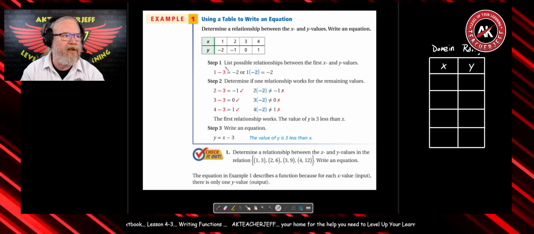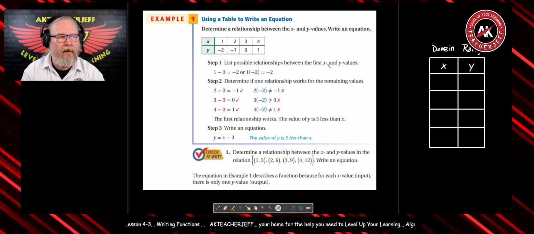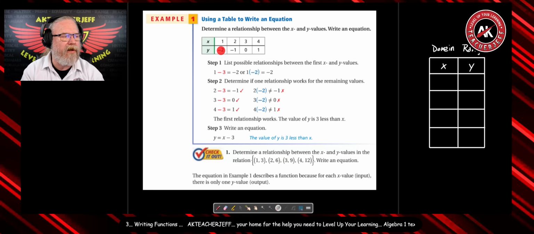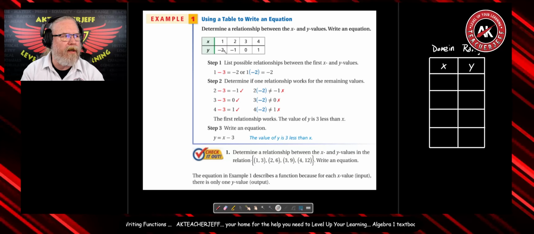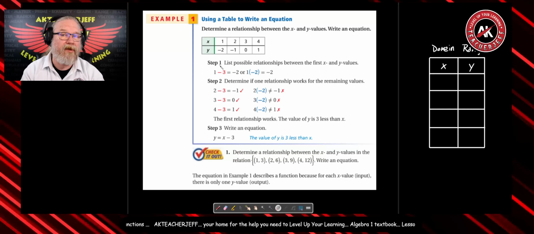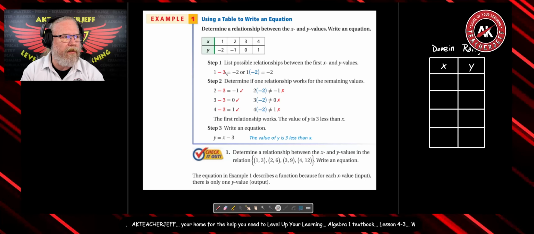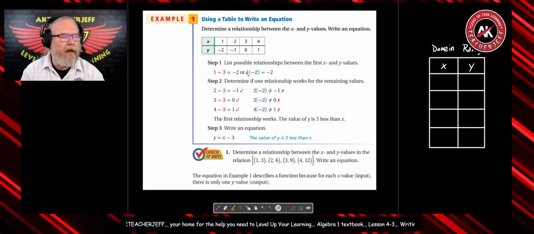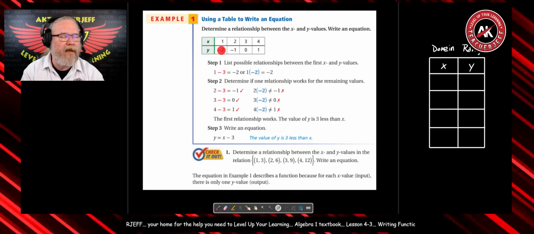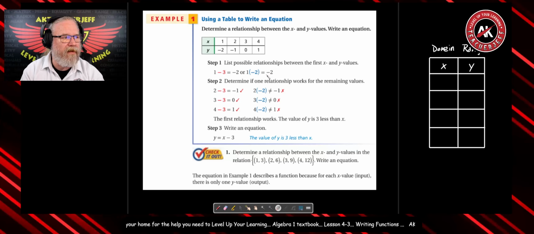So to find that relationship, the first step is to list the possible relationships that could exist between the first x and the first y values. Here, 1 and -2. Well, a couple ways we could get from 1 to -2. First of all, we could subtract 3, right? So 1 minus 3 is that -2. So that could be possible, subtracting 3. Another possible relationship is multiplying times -2. 1 times -2 is indeed -2, because anything times 1 is equal to itself.